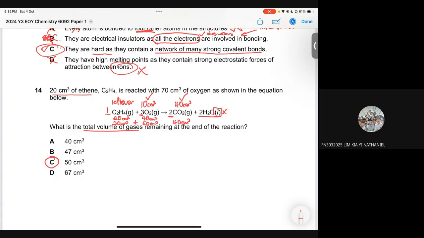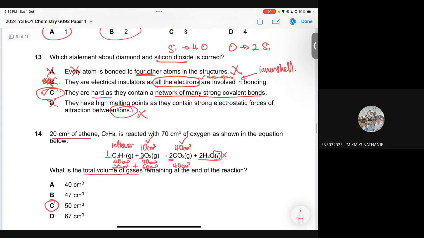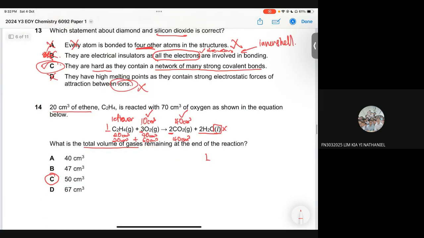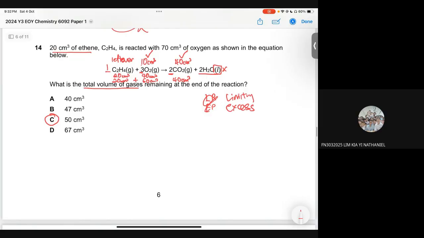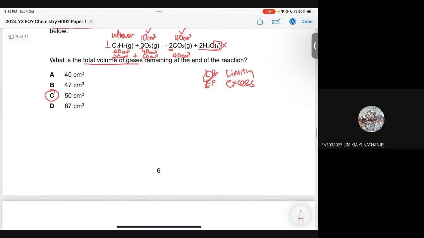Okay, so this is a limiting and excess reactant question. So there's a limiting reactant and an excess reactant. Let's just take note of this. The good thing about this kind of question, when they ask you about volume of gases, is that you can always just compare the volume ratio. You don't need to convert, like divide by 24,000 to find the number of moles. That's a good thing about question 14. Can use the volume ratio.